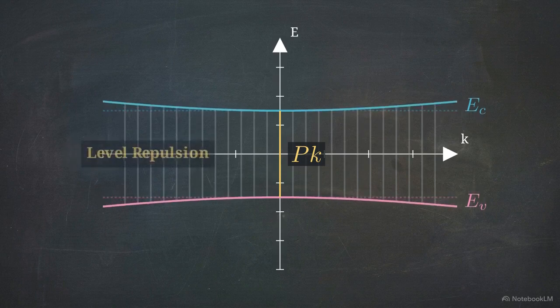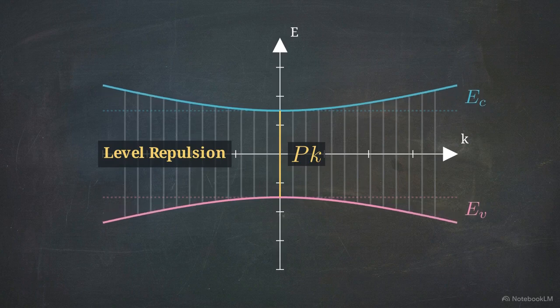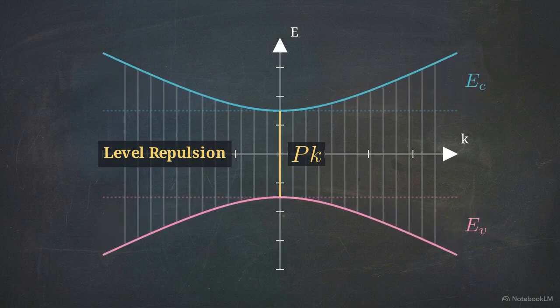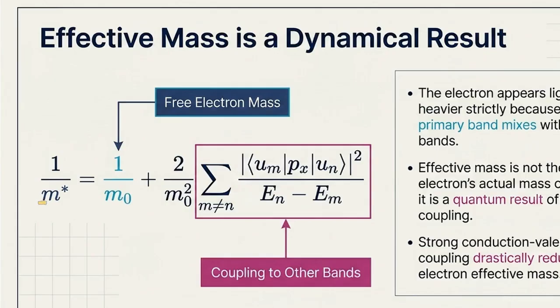Diagonalizing the coupled Hamiltonian matrix forces the band energies to repel each other, a phenomenon called level repulsion. This quantum mixing forces the conduction band to bend upward and the valence band downward. The sharpness of this curve defines the effective mass. This summation formula proves the effective mass is not an intrinsic constant. It is the mathematical result of interband interactions, modifying the free electron mass.